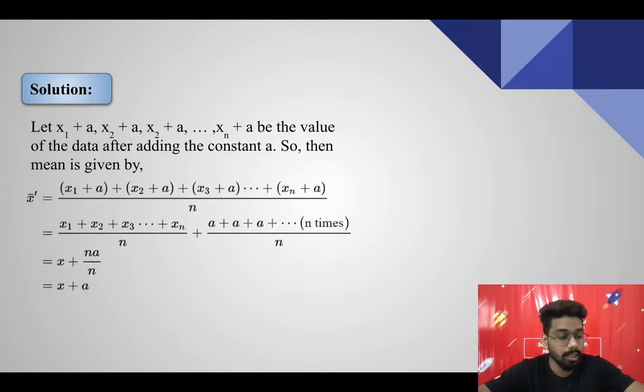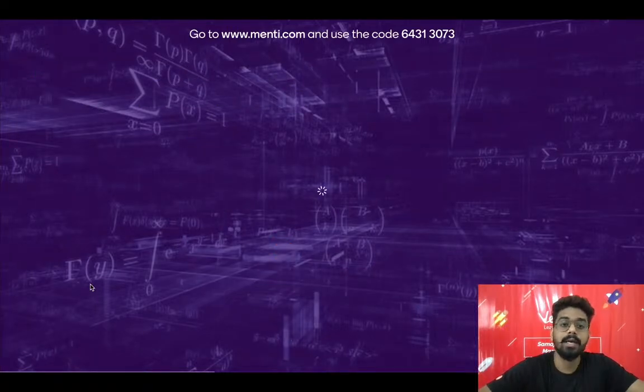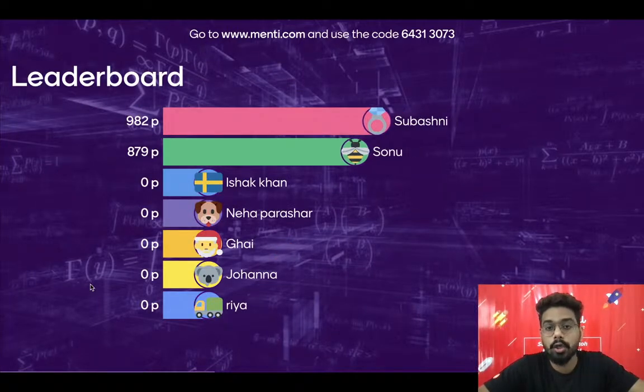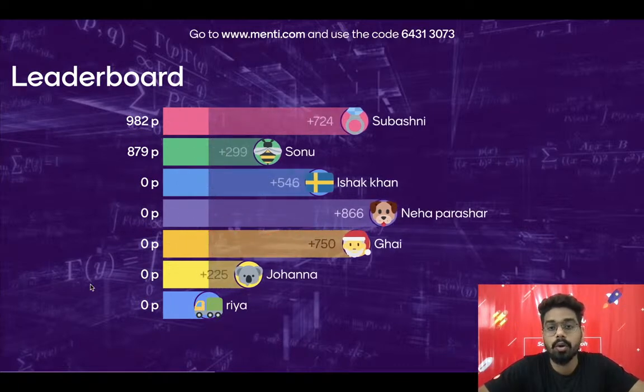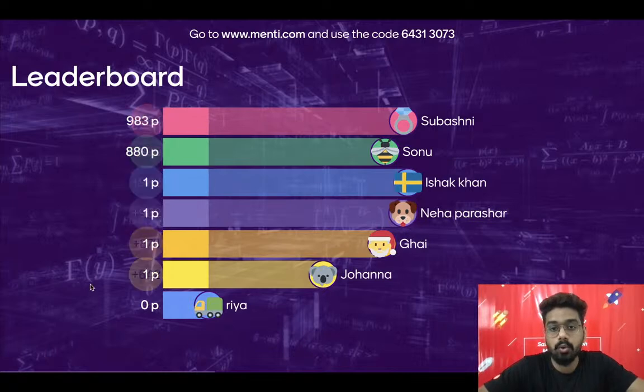I hope this is very clear to all the people over here, and if it is not clear, it's your duty to ask me a question, sir, I did not get it, and I will try my best to deliver it in a better form. Now question number 3, and if you do not know the code, it's 64313073.